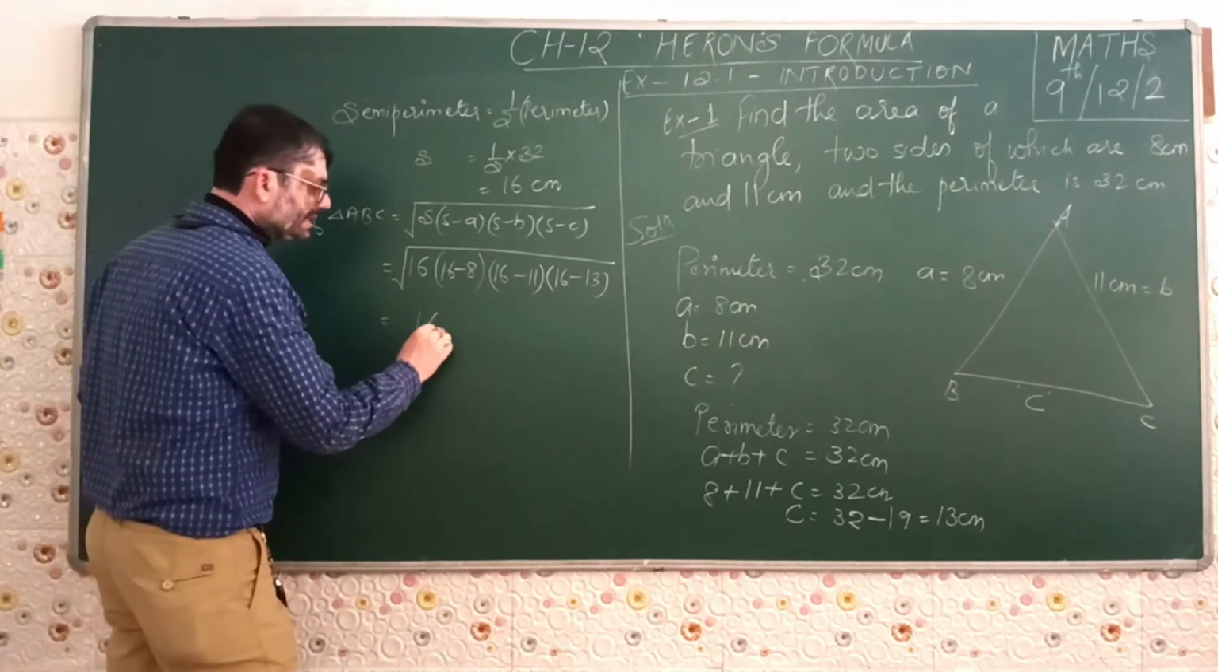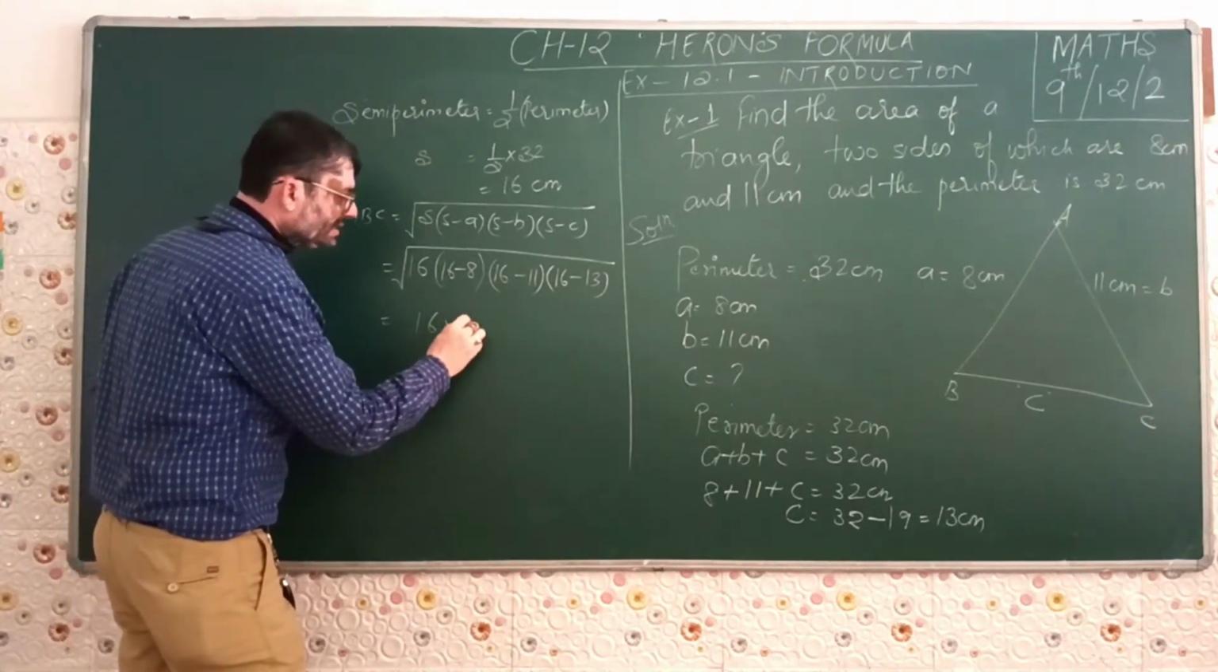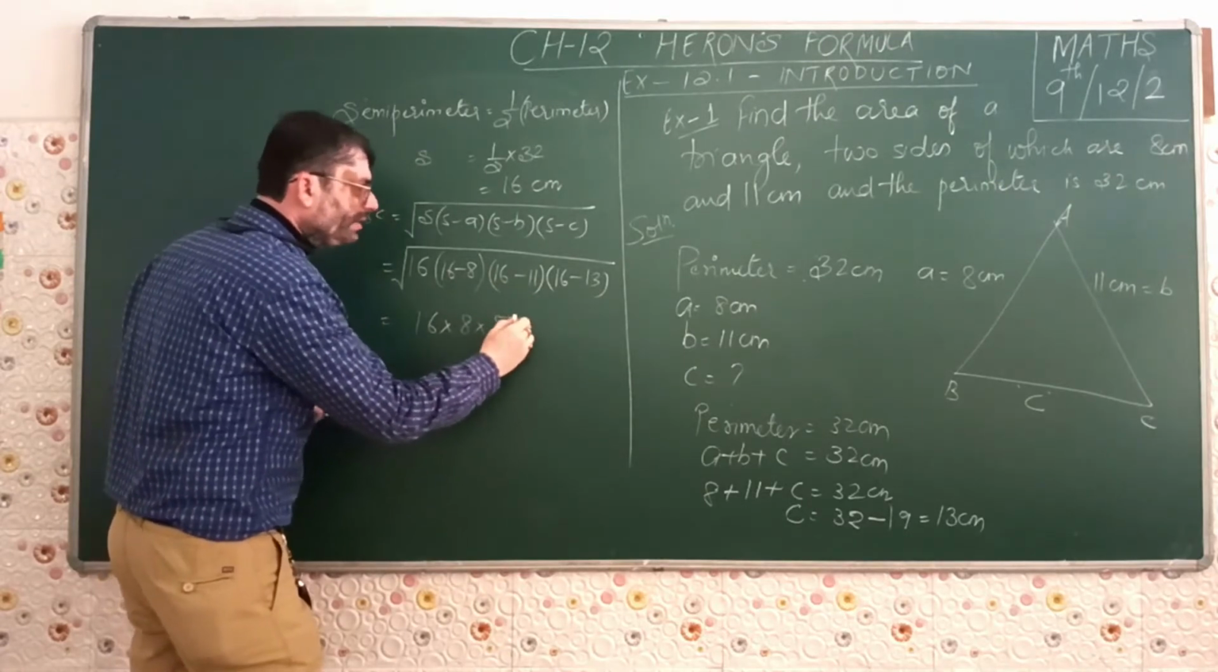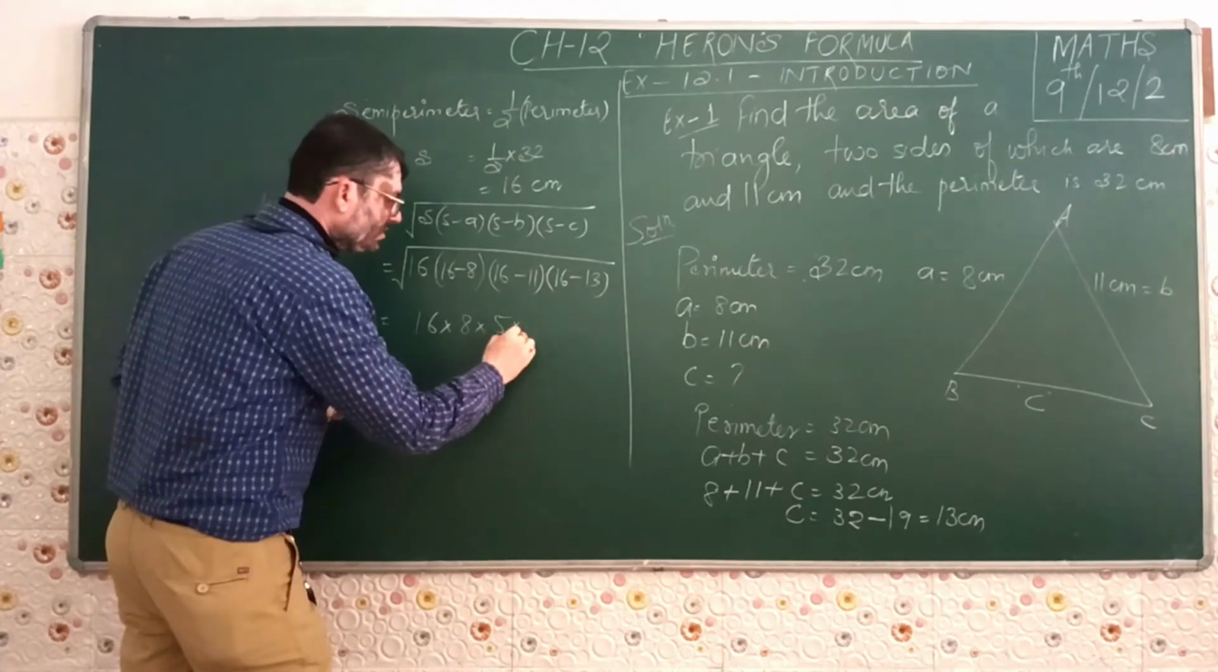So this is 16 into 16 minus 8 is 8, 16 minus 11 is 5, and 16 minus 13 is 3.